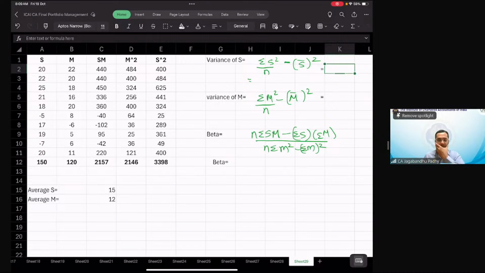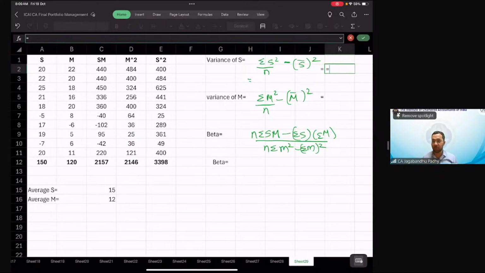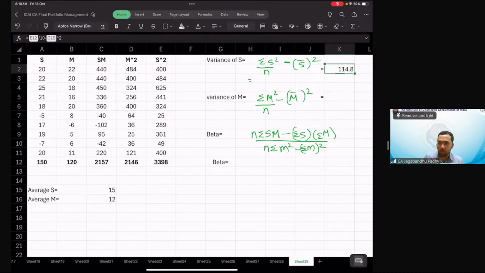How much is the security variance? What is the variance of security? Okay, 114.8. Okay, so security square divided by 10 minus average of security square, 114.8. Perfect.